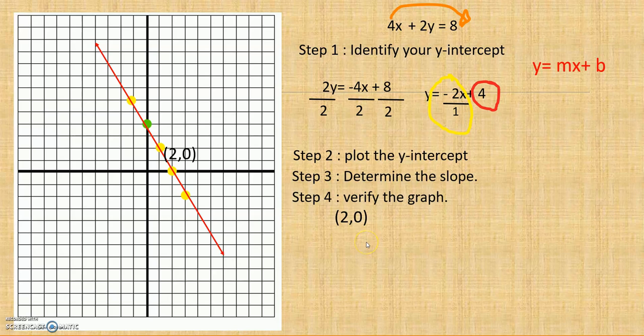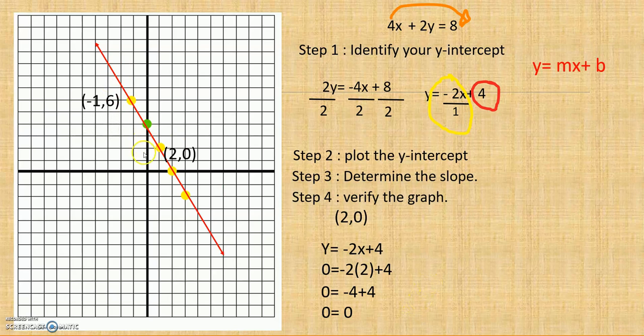So let's plug the given point into our equation. We have y is equal to negative 2x plus 4. So 0 is equal to negative 2 times 2 plus 4, and 0 is equal to negative 4 plus 4. So 0 is equal to 0. So it is true. Let's try another one.